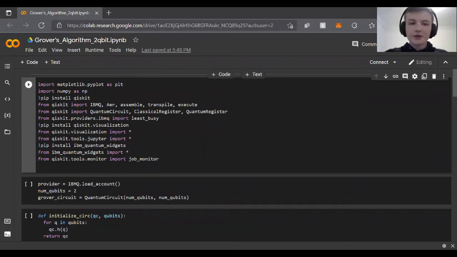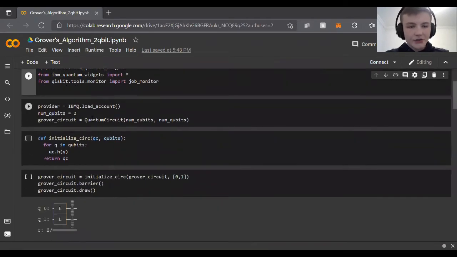So here we are in the 2-qubit example. We'll import some useful libraries like matplotlib pyplot to visualize, and numpy, just useful in general, as well as all the Qiskit libraries that we will use within our code. Okay, so we set our provider. This is something that you do if you want to run your code on an actual quantum computer. If you go through IBM Q, that's how you'll do it.